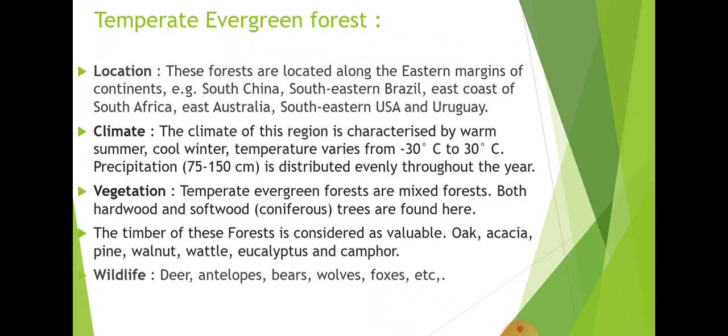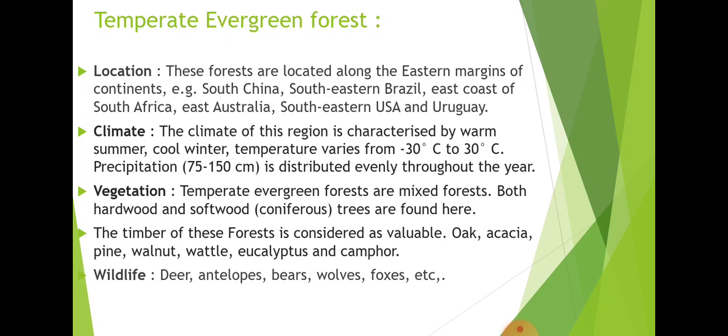The location of the temperate evergreen forest is almost always the eastern margins of the continents. Look at the names like South China and Southeastern Brazil. These are the nations where the eastern margins have this kind of forest. East coast of South Africa, East Australia, southeastern USA and Uruguay. So these are the nations where the temperate evergreen forest is found.